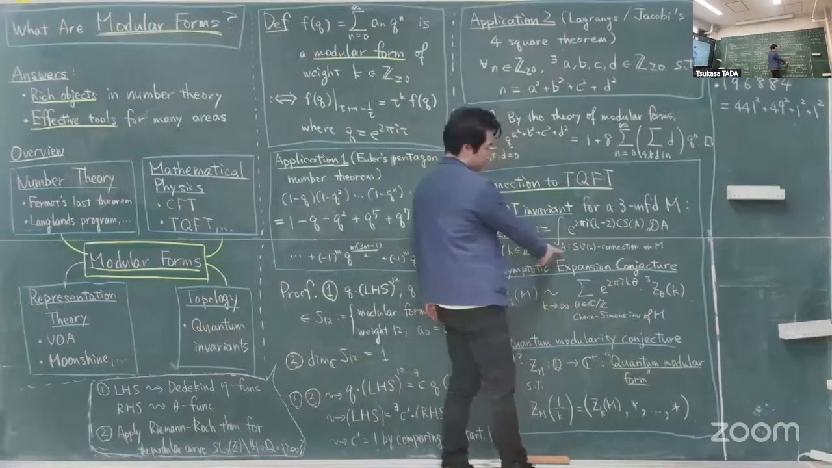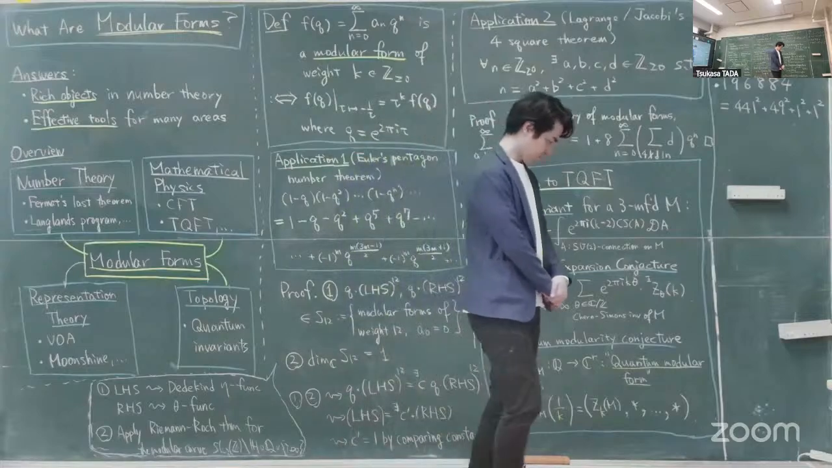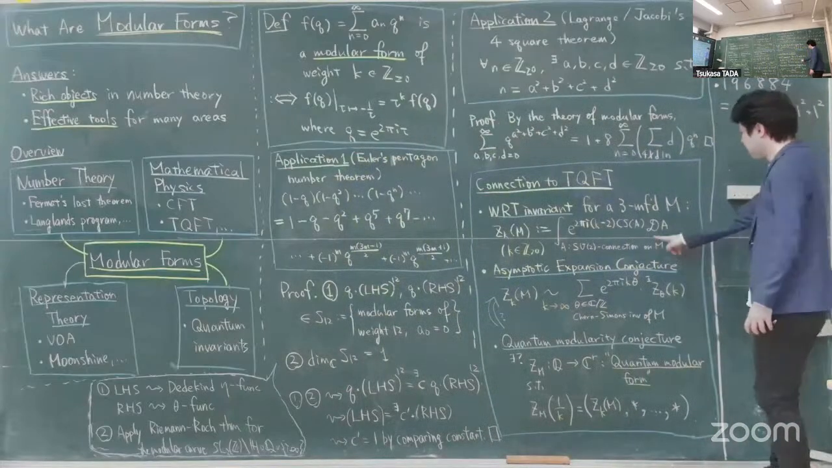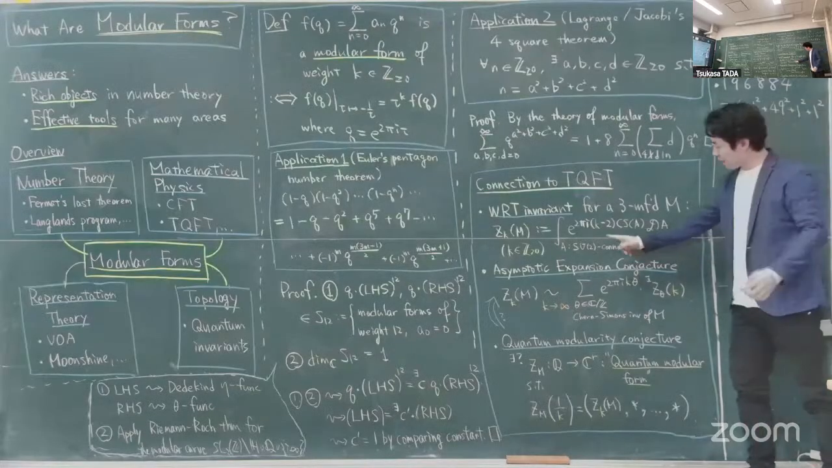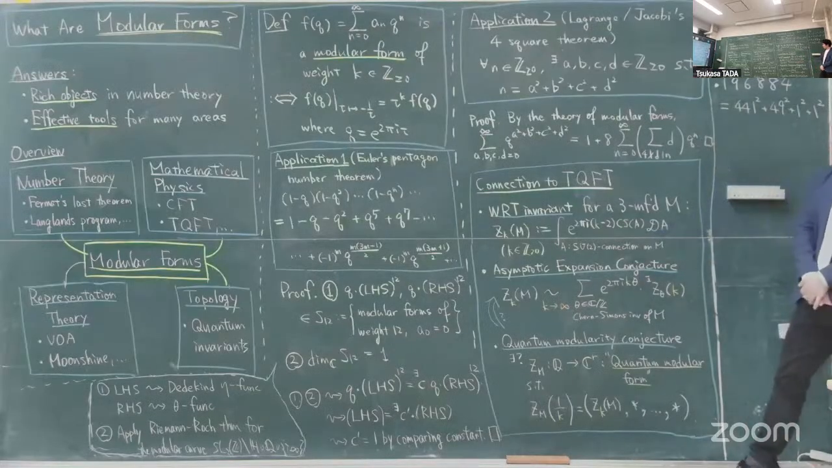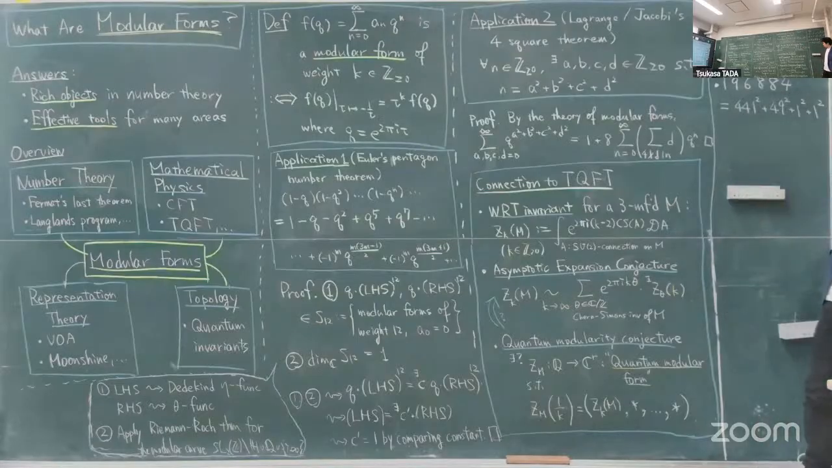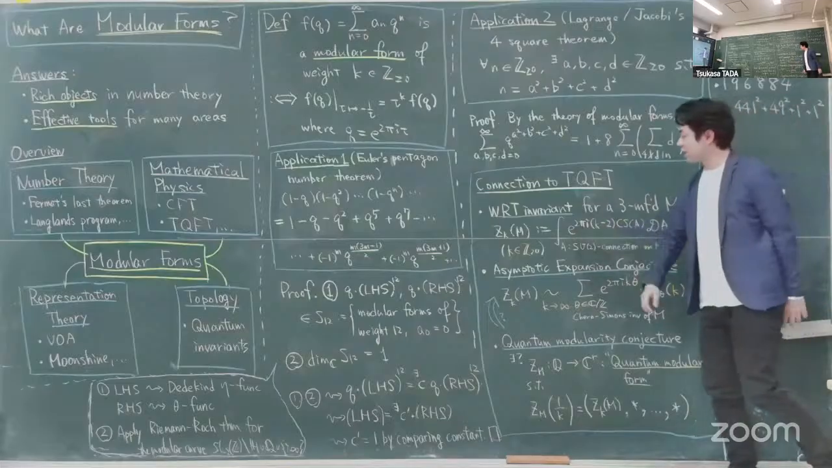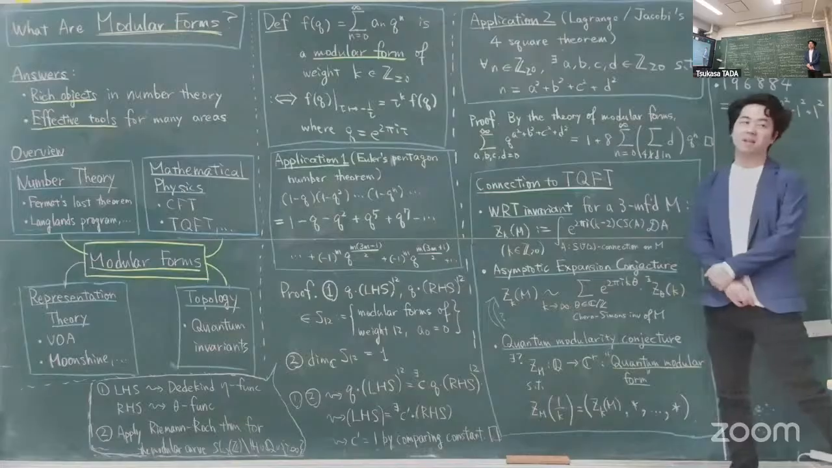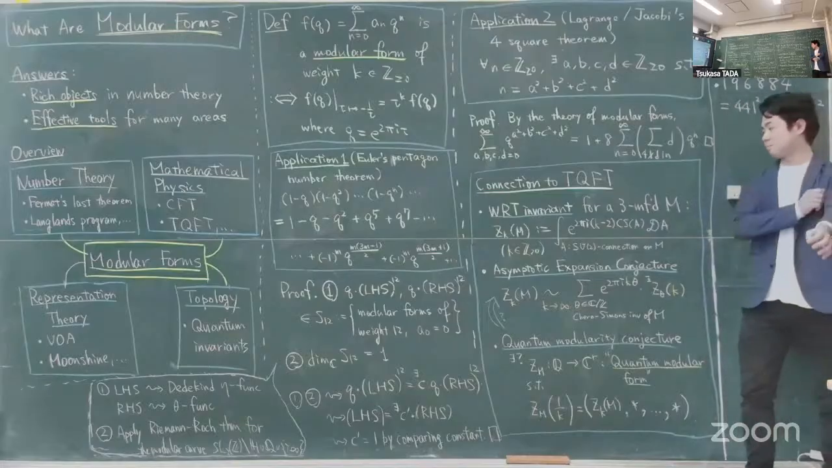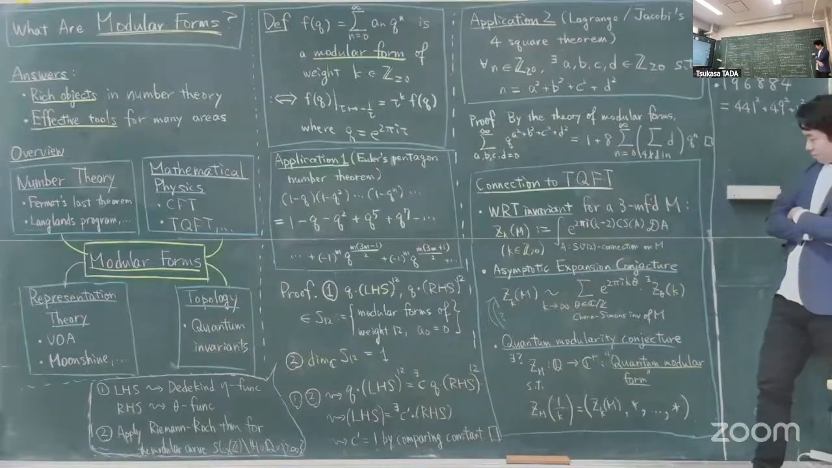This complex number is defined as a path integral, where A runs over SU(2) connections on M, and this is the Chern-Simons functional of A. So this is the partition function of Chern-Simons theory. This is a physical definition, but we can also define the WRT invariant purely mathematically.